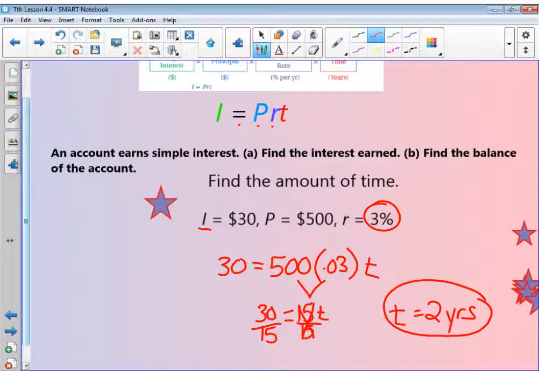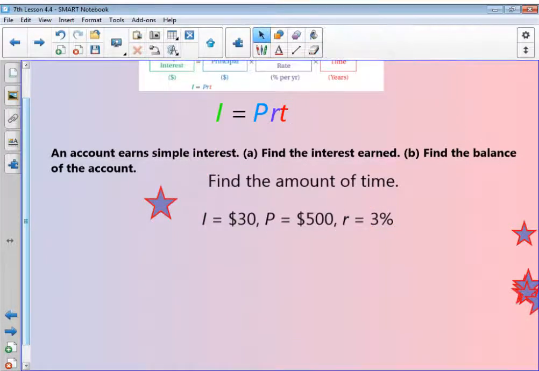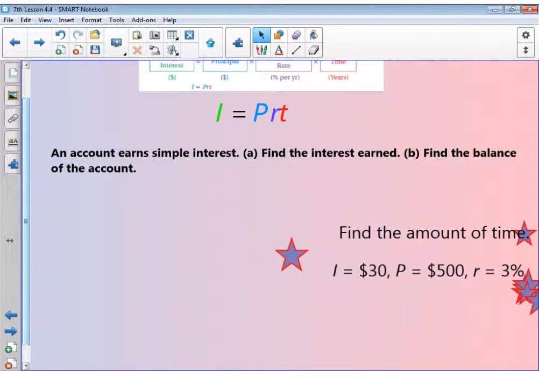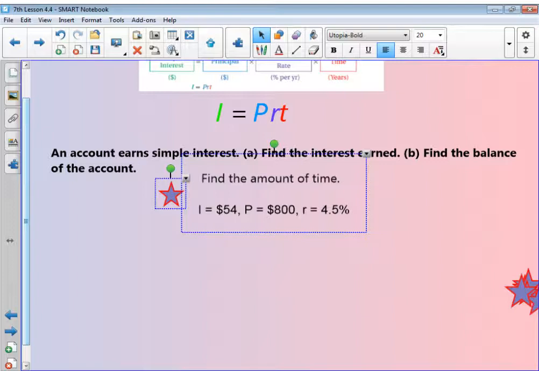Okay, remember when you're going to get decimal numbers for rate, that you need to go ahead and change that to its percent form. Here we're finding the time, that's why we didn't have to go through and change. We changed the percent that we initially had. Okay, so let's try another one.